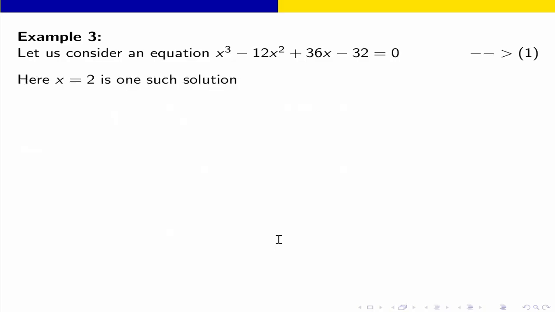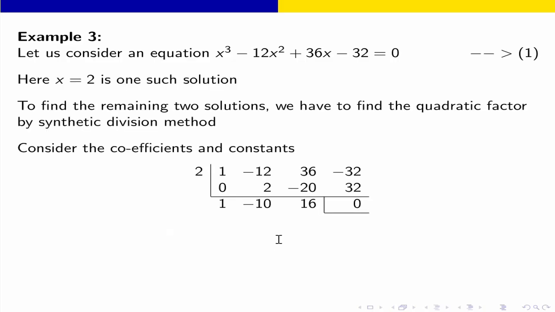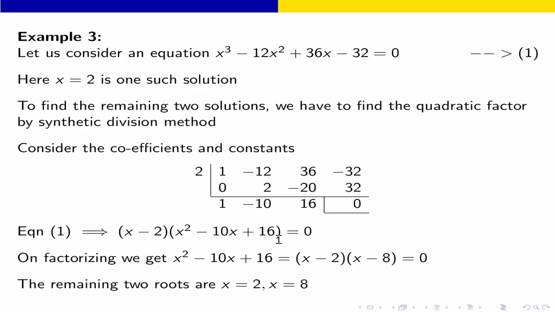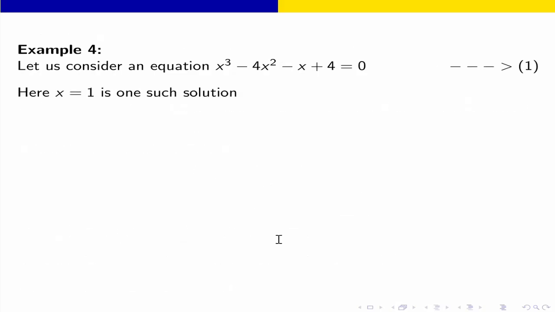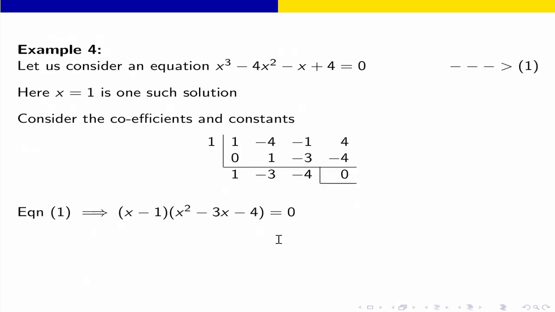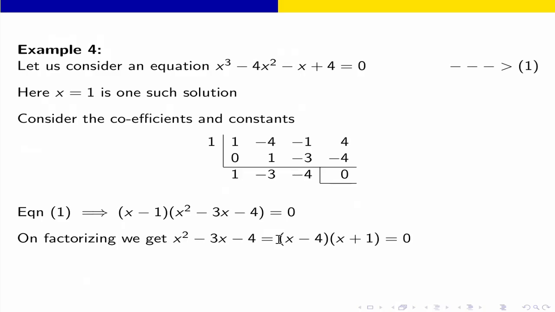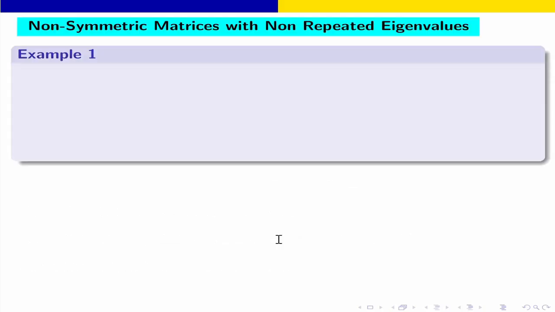Similarly for the next equation, here I can check x is equal to 2. By the same method we will get the solution. The roots are 2, 2, 8. For the next equation, by the trial and error method, x is equal to 1. So replace it. Then we have to find the quadratic equation. From the quadratic equation the two roots are 4 and 1. So already minus 1 is a root. So minus 1, 4, 1 are the roots.